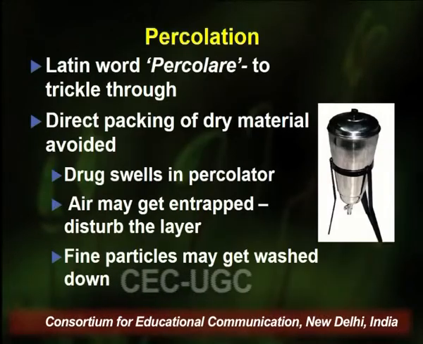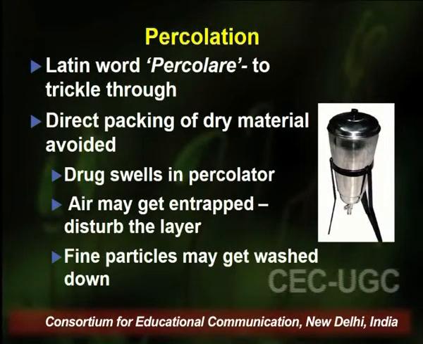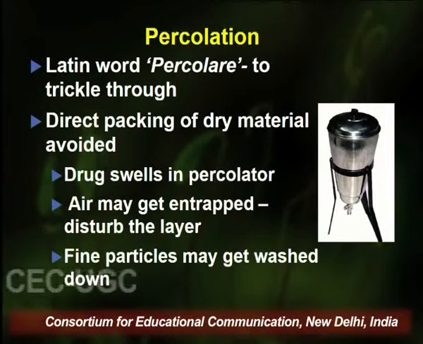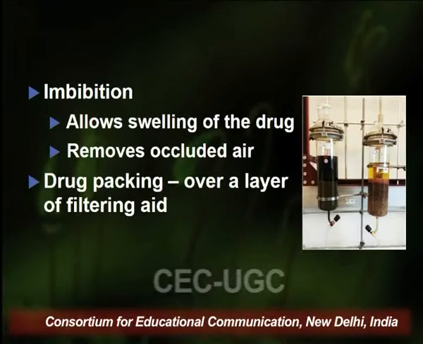Another problem while packing the dry material into the percolator is the fine particles, because dried material always contains certain fine particles. These fine particles may wash down to the exit valve of the percolator and cause blockage of that valve, because they wash down along with the solvent and get embedded or aggregated towards the exit valve. So these are a few problems if you are packing dry plant material into a percolator, and they can be overcome by a process which we call imbibition.